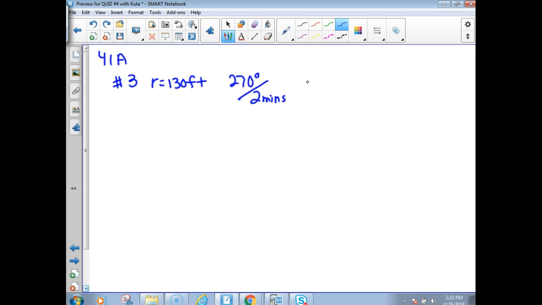Find the area. Okay, the area formula is 1/2 r squared theta, and you have to have theta in radians. So this isn't in radians. What's 270 in radians? We should already know that by heart.